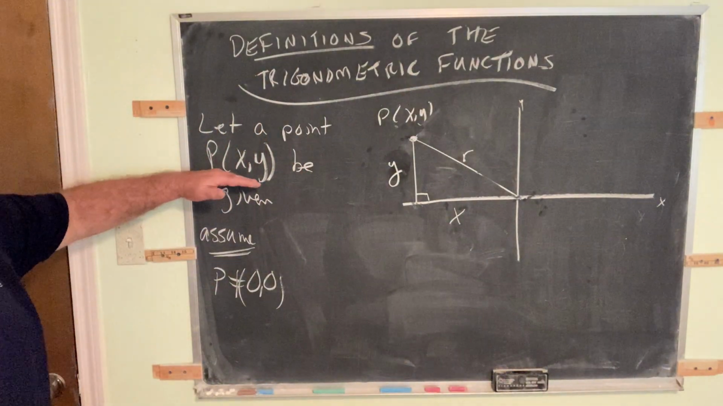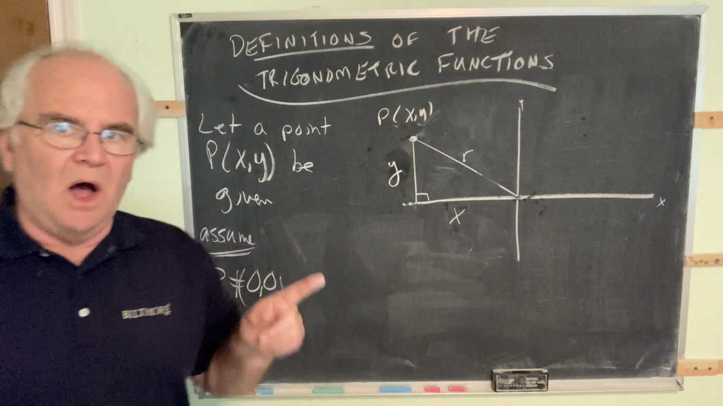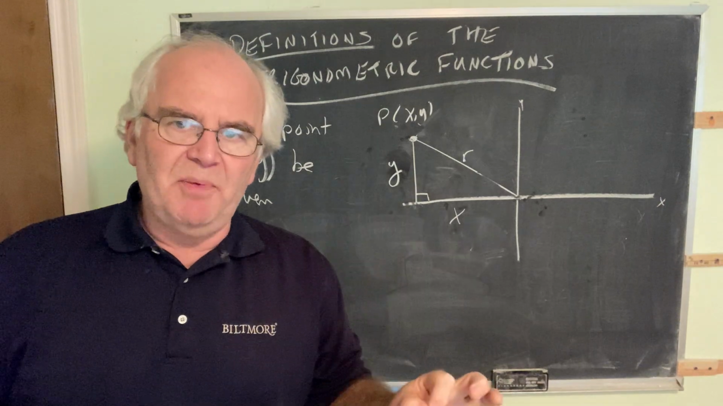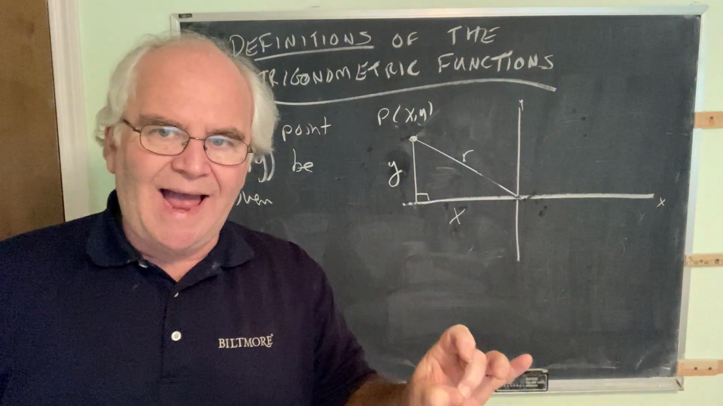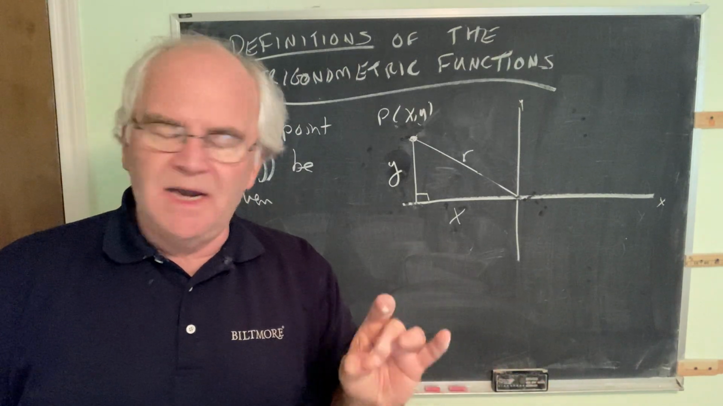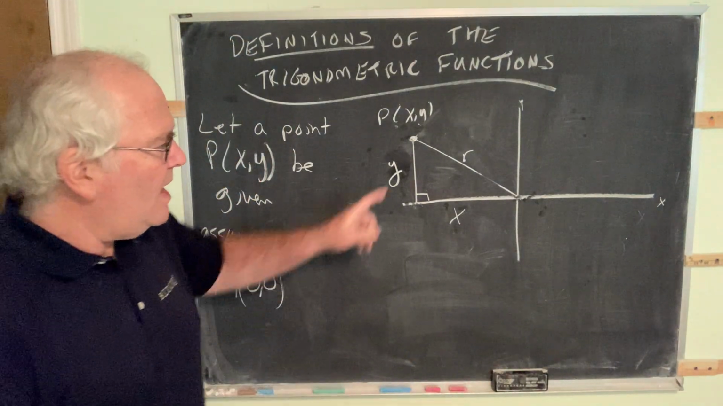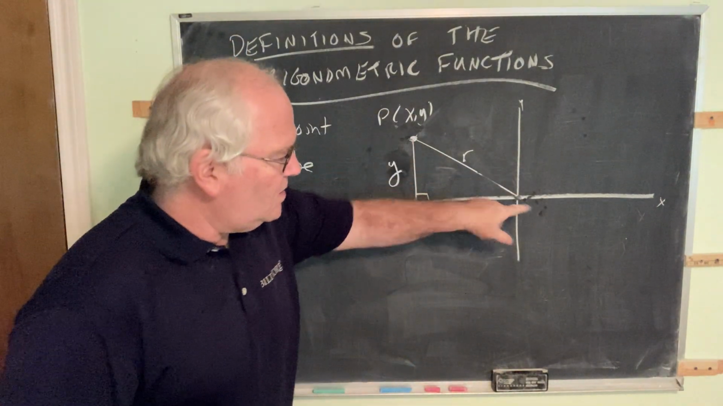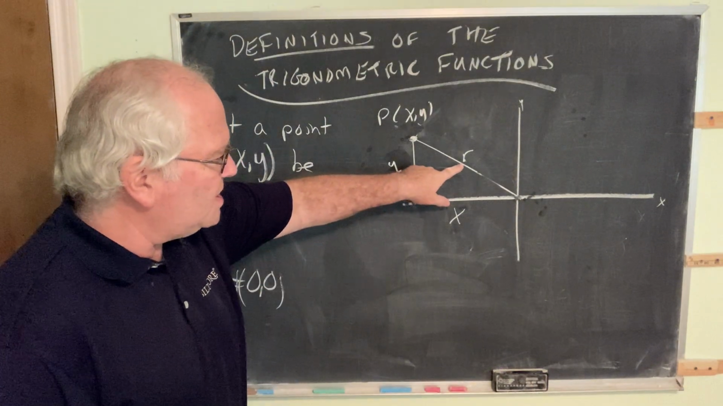No matter what point we select, we can always draw the perpendicular to the x-axis. Never the y. Always draw the perpendicular to the x-axis, and then draw the segment from the point to the origin. That hypotenuse is labeled r.